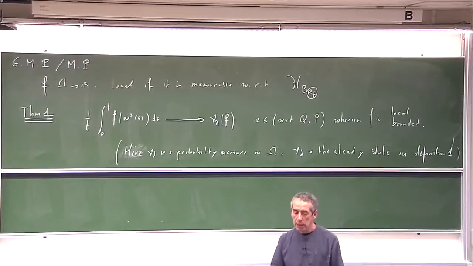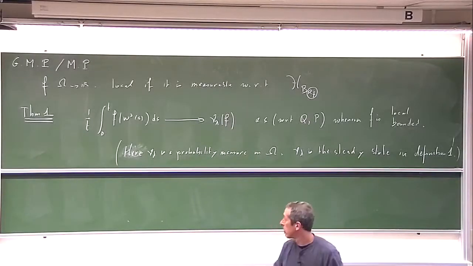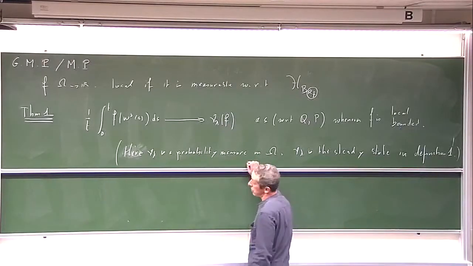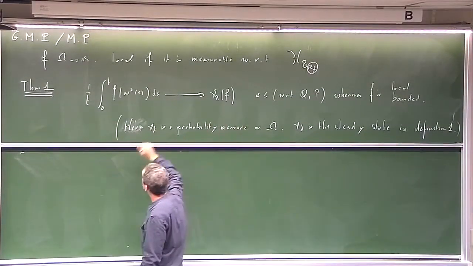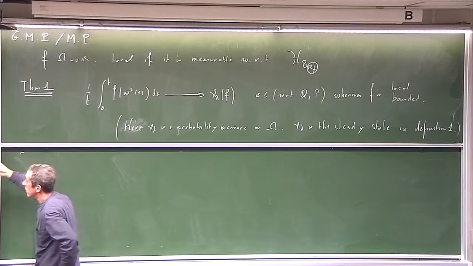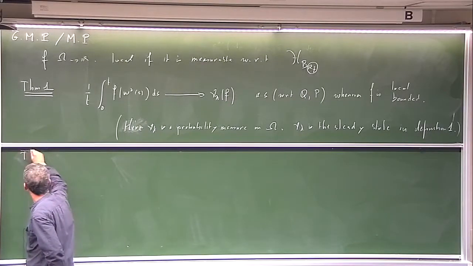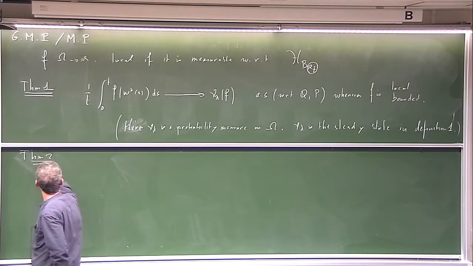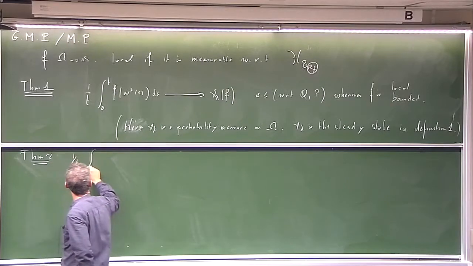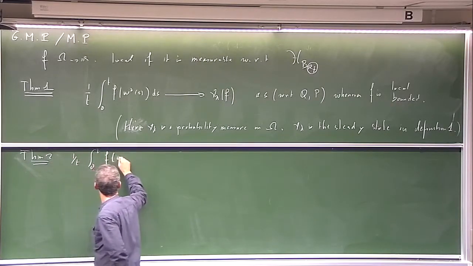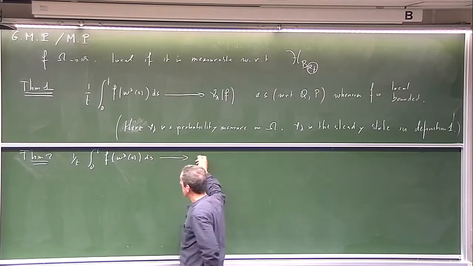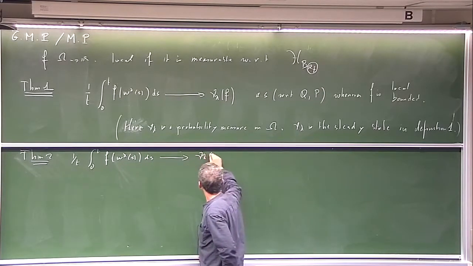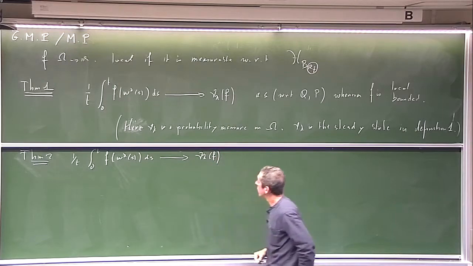Okay. So that's the first statement. Then there is another statement which is the same thing, but instead of dealing with functions, we deal with elements in H minus 1. So let's write it. Theorem 2, same thing. 1 over t, the integral from 0 to t of f of omega lambda of s ds converges to something. And then I write nu lambda again. So nu lambda of f for the limit.